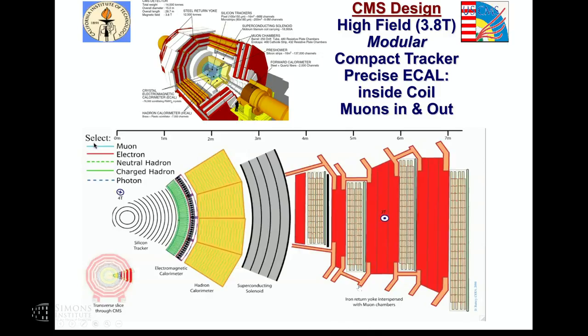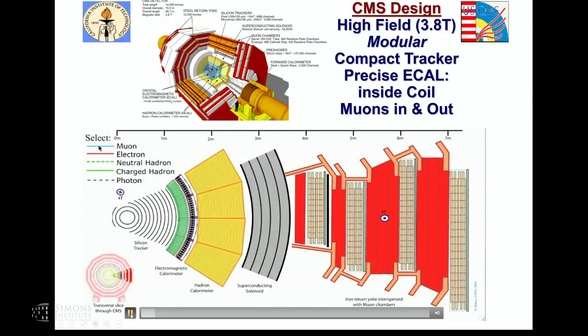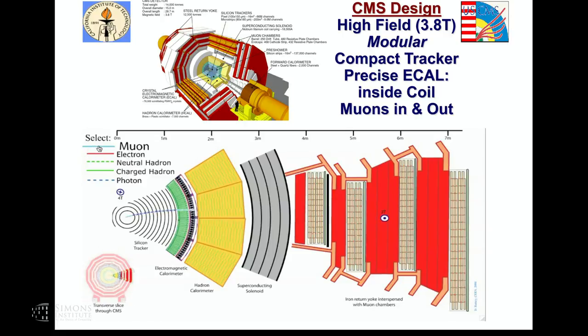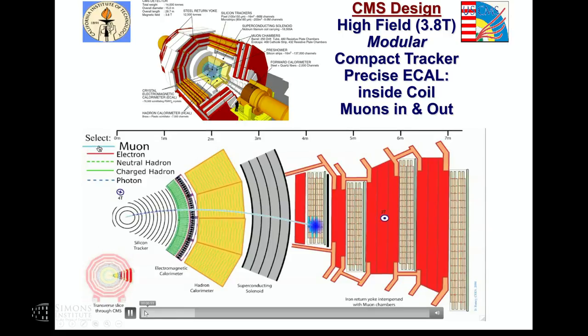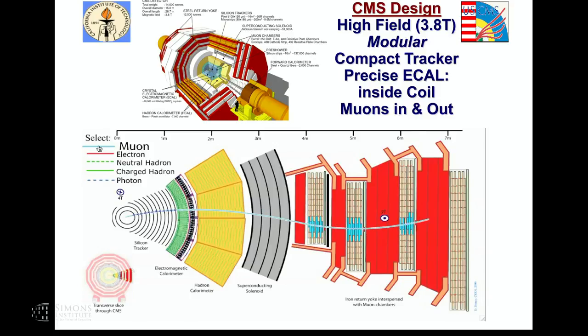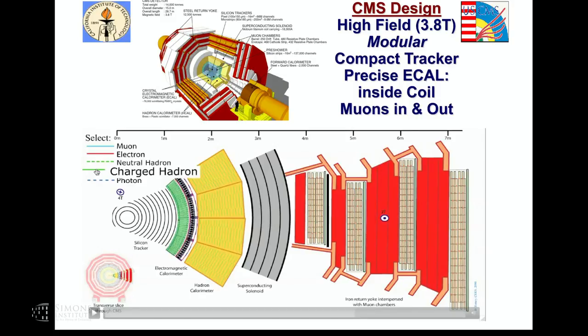So I have a little animation here. You can see a muon that goes from the inside to the outside and is measured in the multiple stations of the muon chambers. An electron: you see the tracks formed, and then essentially it's stopped. There's a cascade in the crystals, and all the energy is absorbed there. A neutral hadron: no track in the inside, but then it interacts strongly in the hadron calorimeter. A charged hadron, like a pion or a kaon.